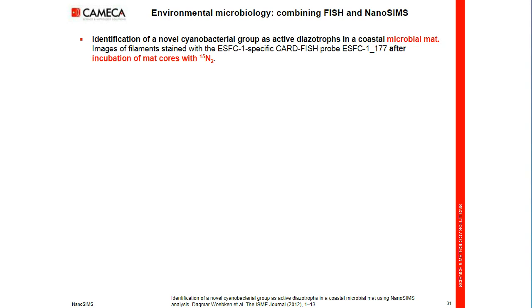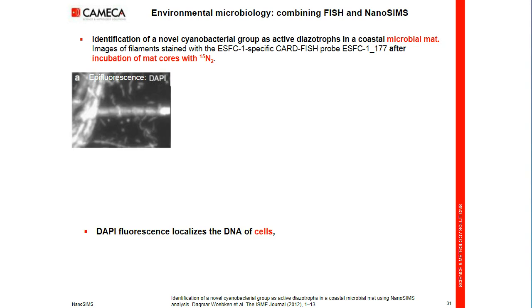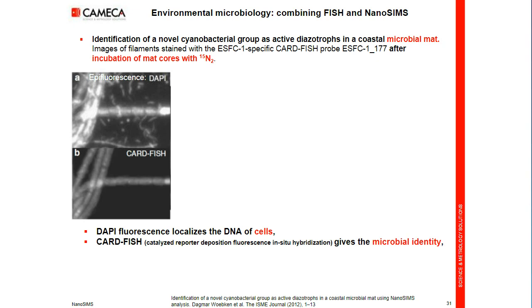So one can use different fluorescence microscopy. The first one is DAPI to localize cells. So cells were localized with DAPI. Then one can go one step further, which is to use CARD-FISH. And here one will identify the microbial identity, through the 16S RNA.